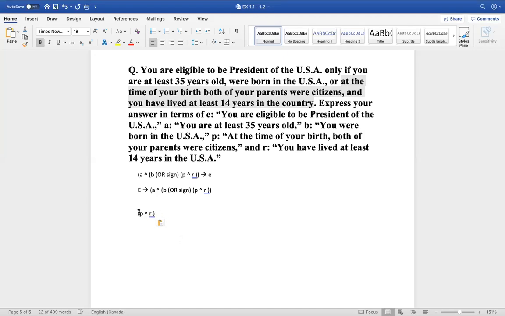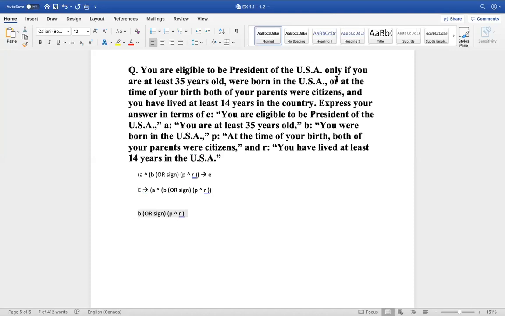Okay, and now what we are saying, this OR here is OR with were born in the USA. Okay, so we put the OR sign here, and then we put B because it is a necessary condition for this, as per the statement. So now we have this.